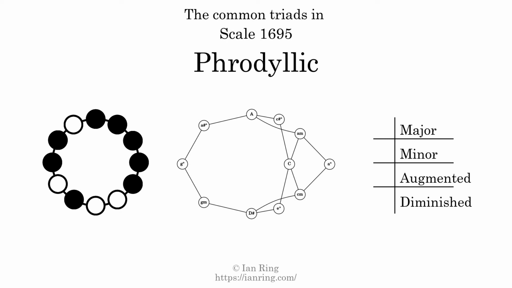Here are the common triads present in this scale. The diagram in the center is a graph of parsimonious voice leading between triads. There are 3 major triads. There are 3 minor triads. There are no augmented triads. There are 5 diminished triads. Here is a Hamiltonian path of parsimonious voice leading that uses all the triads.